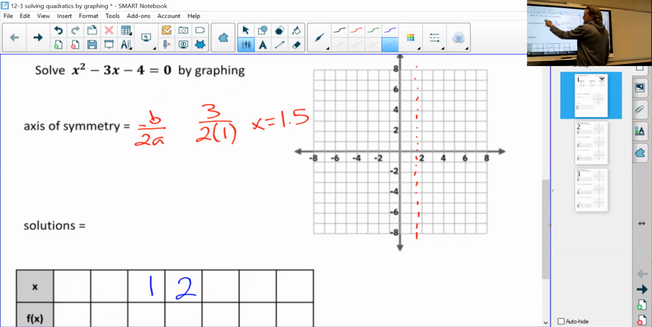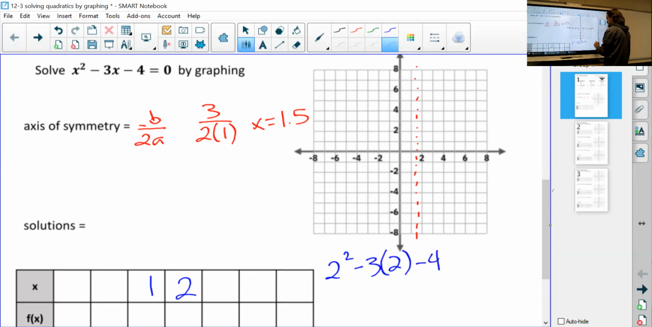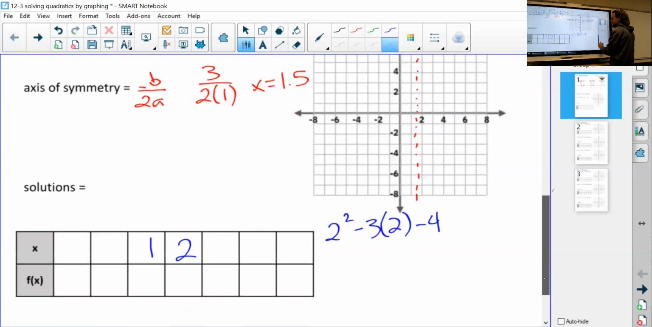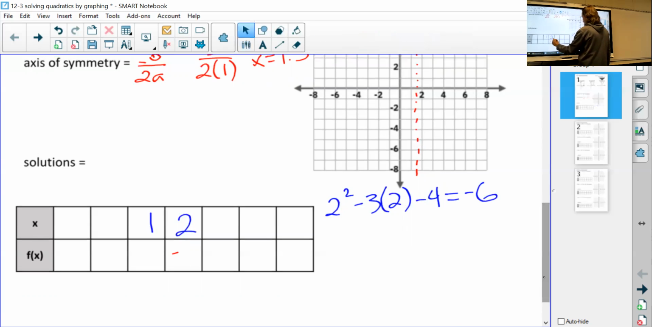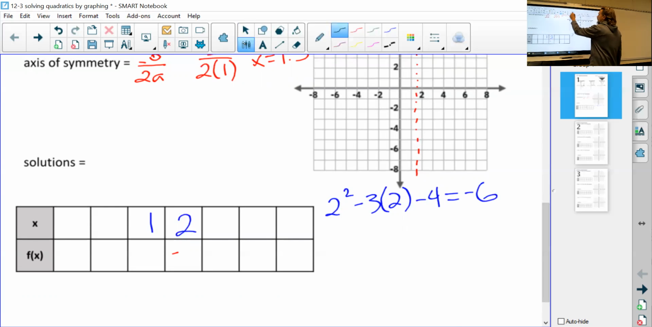So I'm going to start with 2. Let's say 2 squared minus 3 times 2 minus 4. So what does that equal? 2 squared is 4, minus 6, minus 4 more. So 4 minus 6 is negative 2, minus 4 is negative 6. So when x is 2, y is, I lost my pen. It just completely blew up on me. All right. y is negative 6.